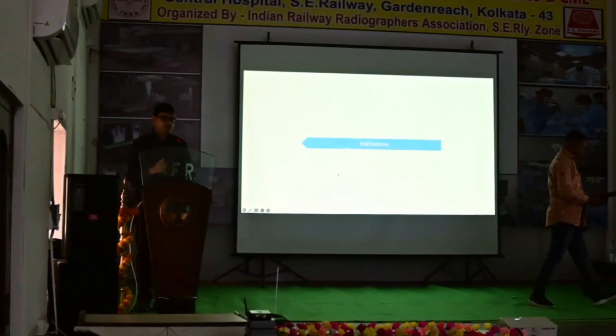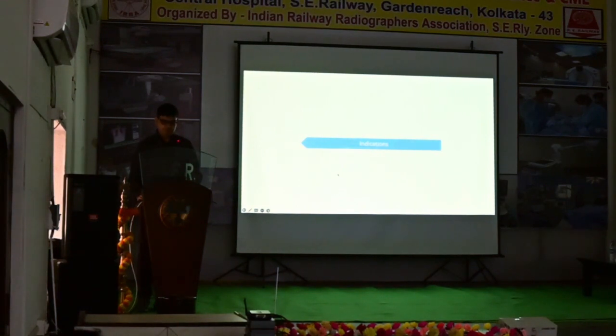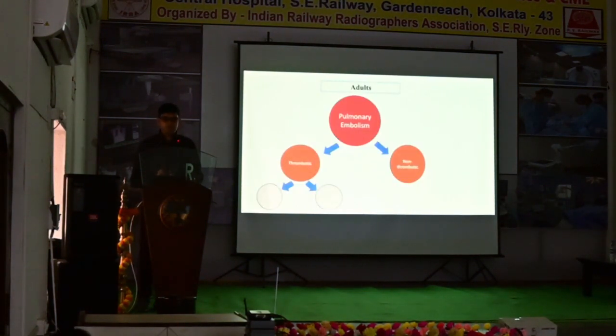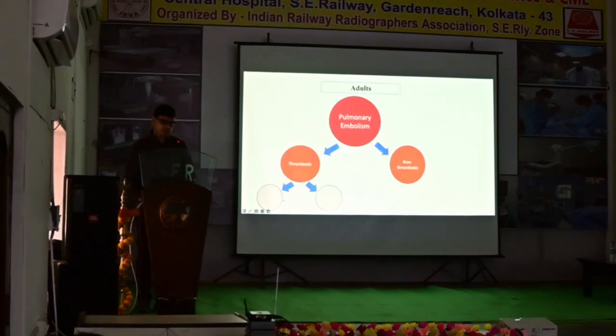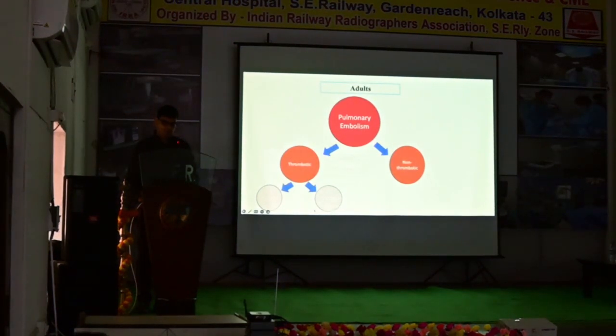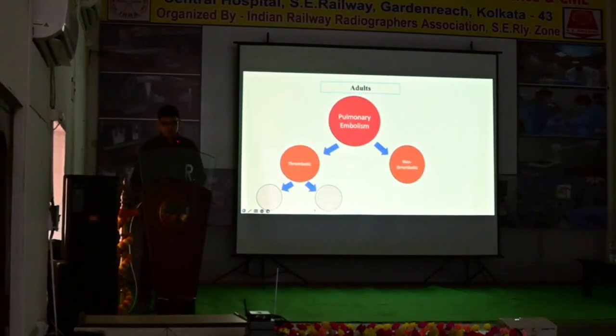So coming to the basic indications of CT pulmonary angiography. The most important indication is pulmonary embolism in case of adults. Now pulmonary embolism can be broadly divided into two groups, that is thrombotic and non-thrombotic embolism. Now thrombotic embolism can further be subclassified into acute and chronic cases, which I will be discussing in my later slides.